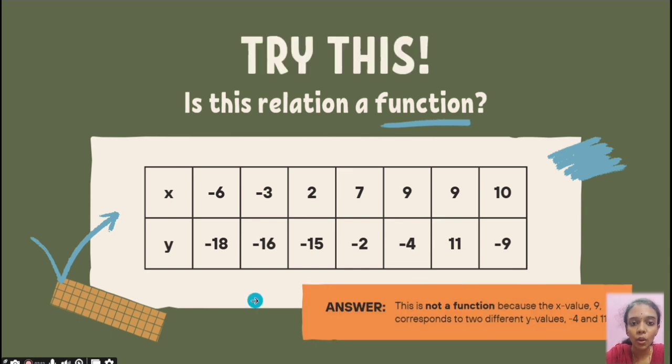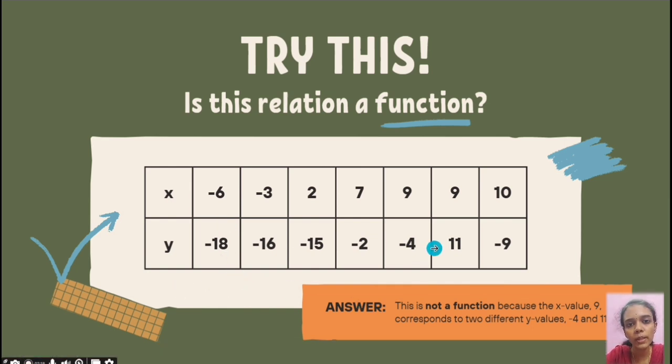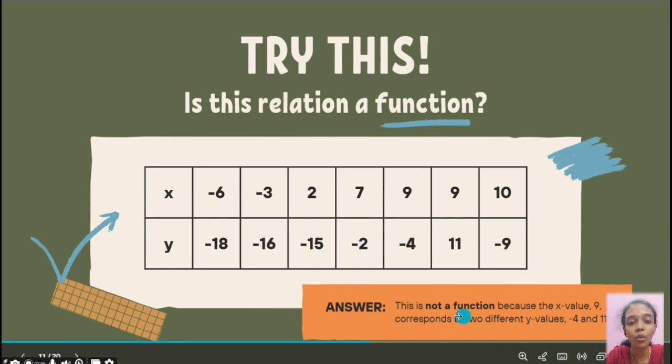Now, let's check your answers. This is not a function. And here is why, because look closely. The input value 9 is repeated twice, but each time it is paired with two different y values. One time with minus 4 and another time with 11. That breaks the rule of a function. So this is just a relation, not a function.